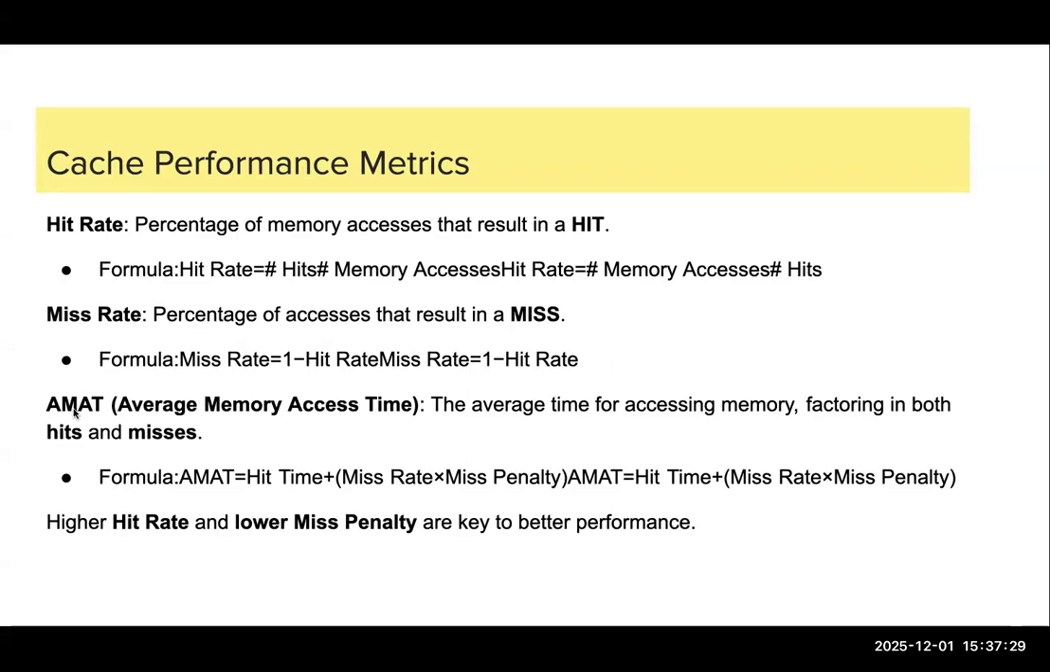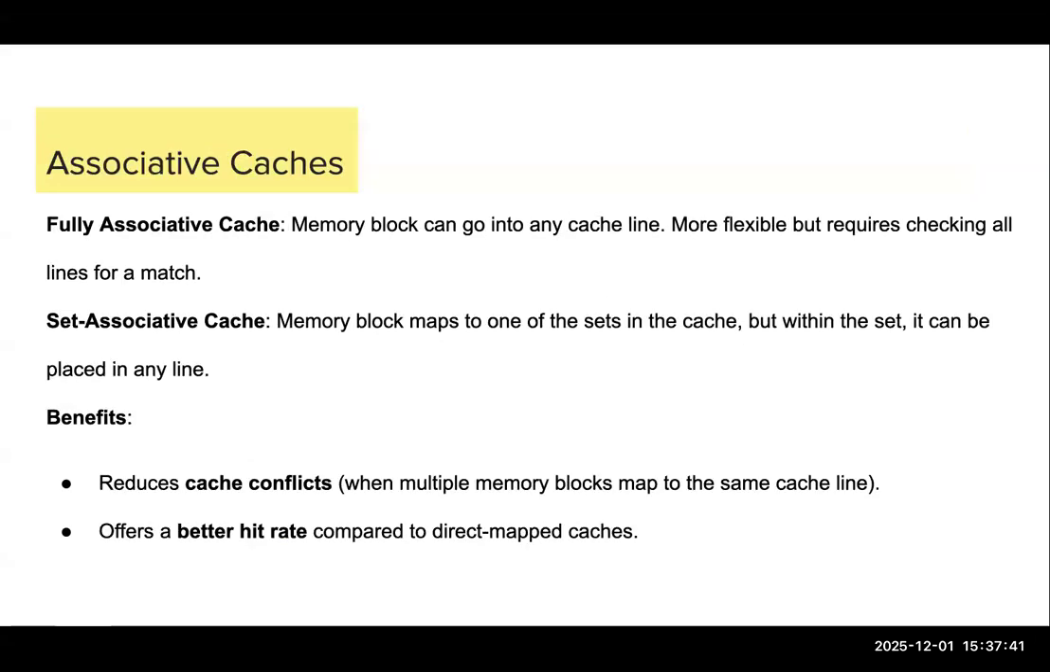And now AMAT. It still has the same meaning: the average time for accessing memory, factoring in both hits and misses. And this is the formula for that. Now moving on to associative cache.